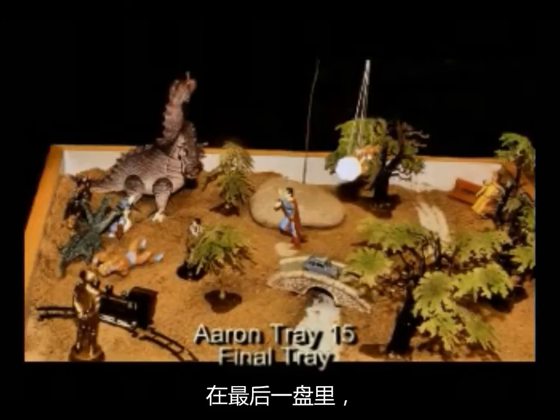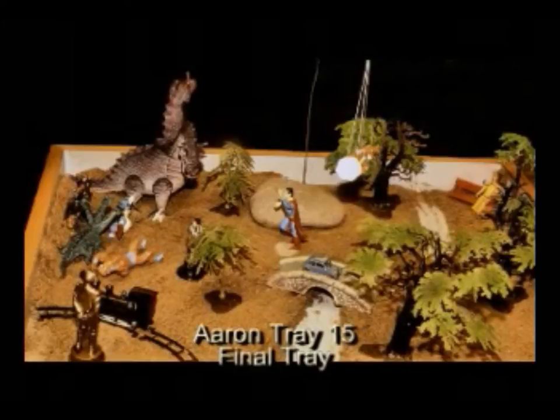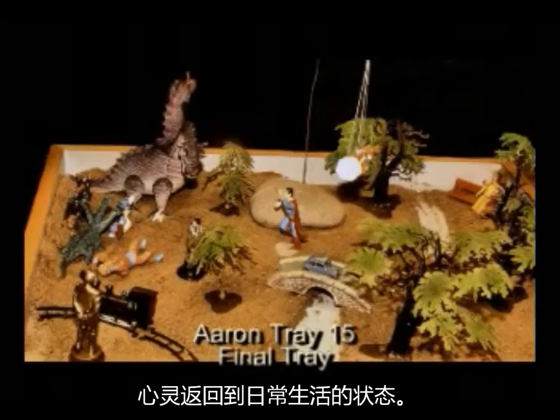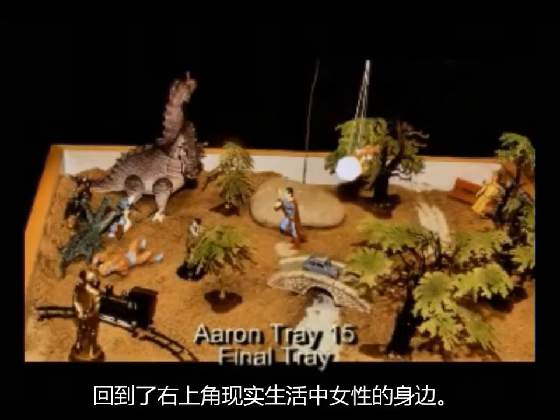In a final tray, we do what Mrs. Kolff called return to the marketplace. The psyche returns to the ordinary world. Here Aaron moves out of the arena of conflict and returns to the feminine, the woman in the corner.